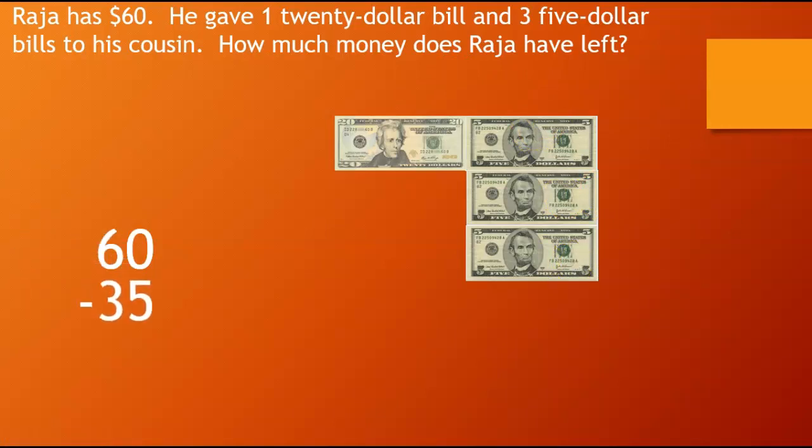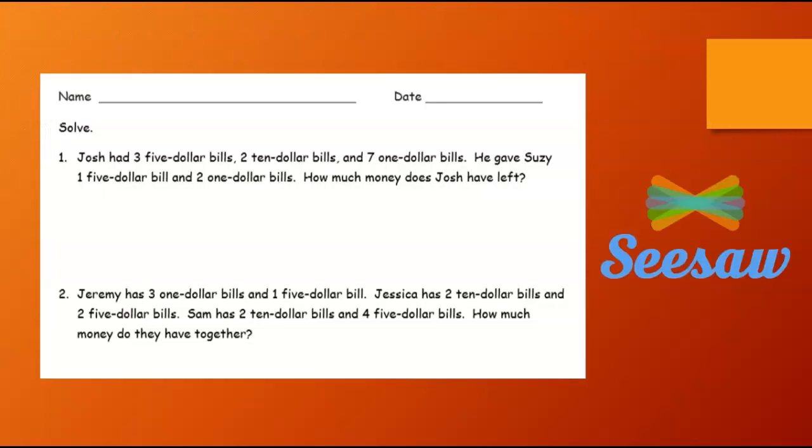We're going to subtract that from 60 because that's what he started with. He started with $60. He gave his cousin $35. Let's find out how much he has left. Can we take 5 away from 0? No. So the 6 is going to give the 0 a 10, and it's going to become a 5. What's 10 minus 5? 5. And what's 5 minus 3? 2. So he has $25 left.